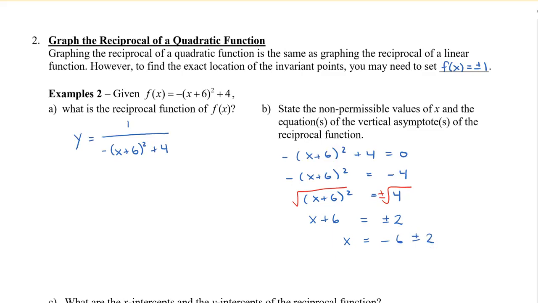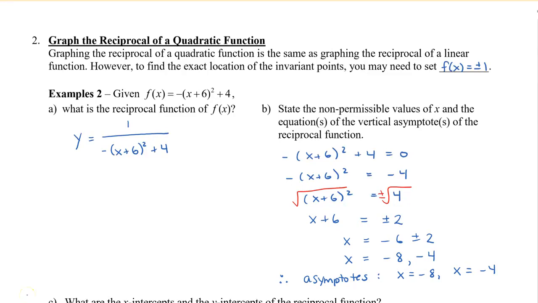So solving for these different values, we get x is equal to negative 8 and negative 4. Therefore, these are our non-permissible values, but they also make up our asymptotes. So our asymptotes will have the equations x equals negative 8 and x equals negative 4.